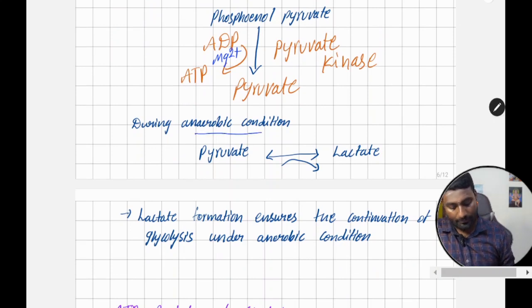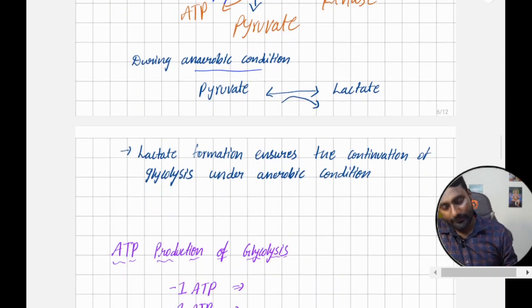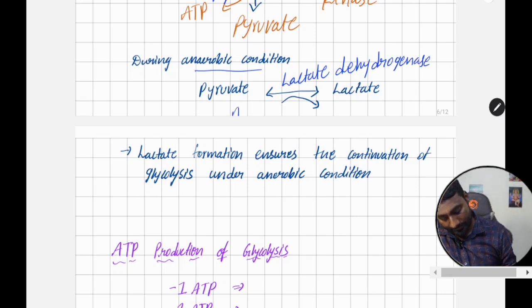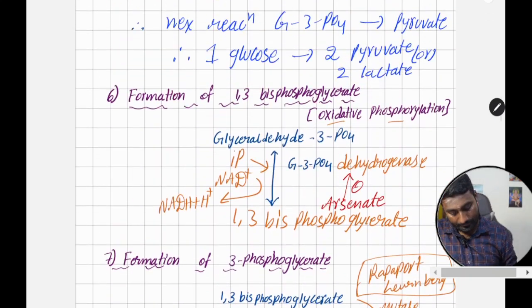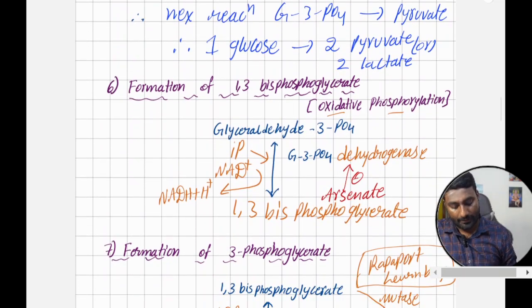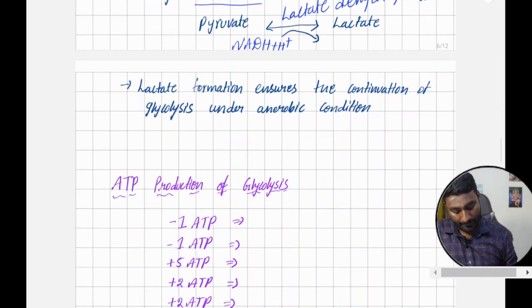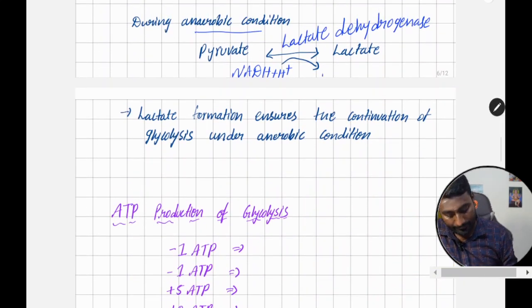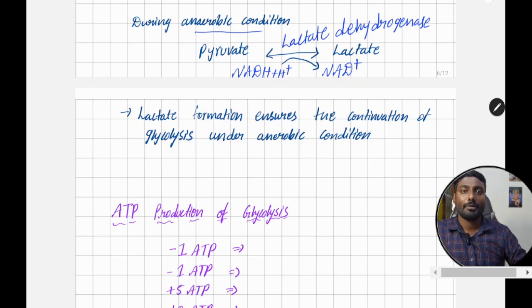If at all there are anaerobic conditions, this pyruvate will be converted into lactate with the help of lactate dehydrogenase, where NADH plus H plus, which is formed in the step of oxidative phosphorylation, is used up and gets converted into NAD plus. Got it? Understood?